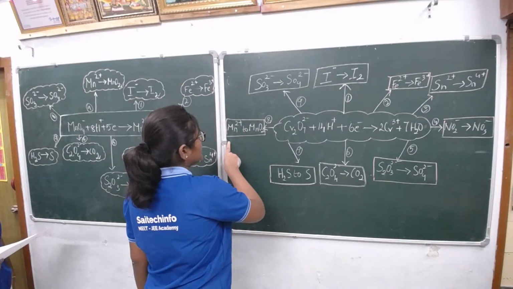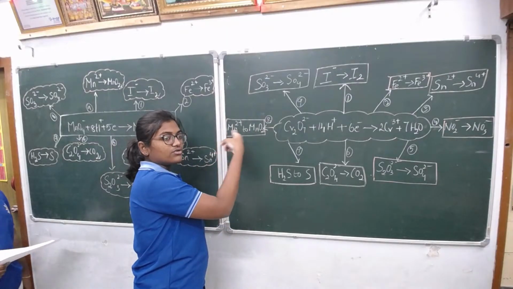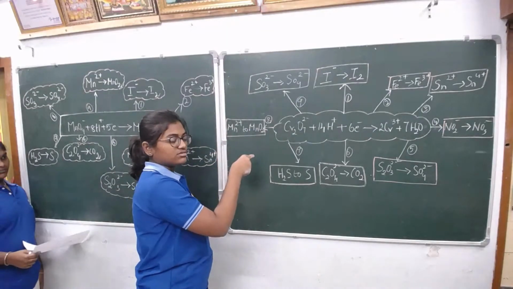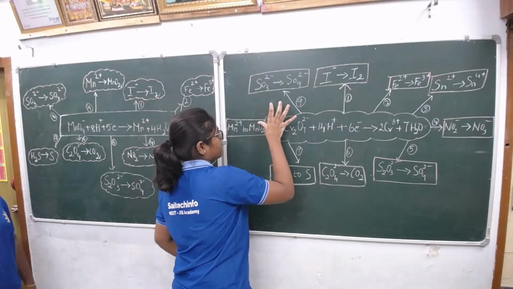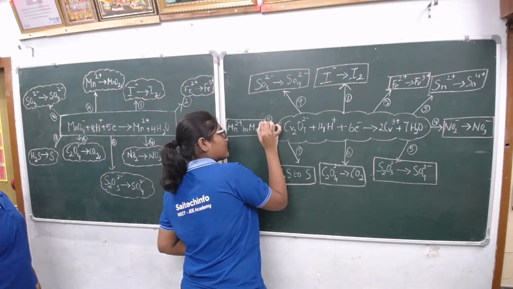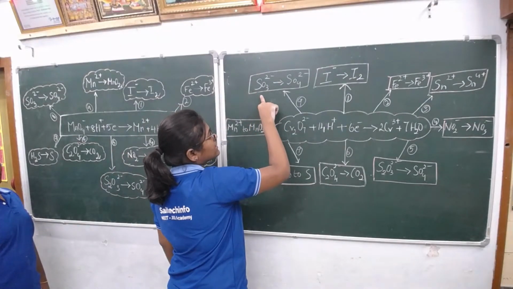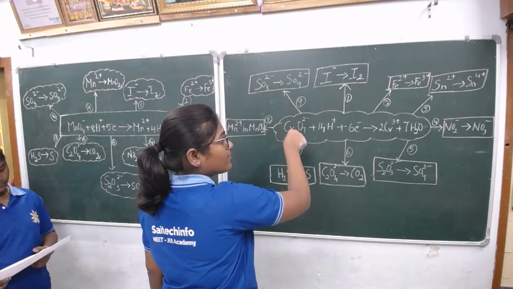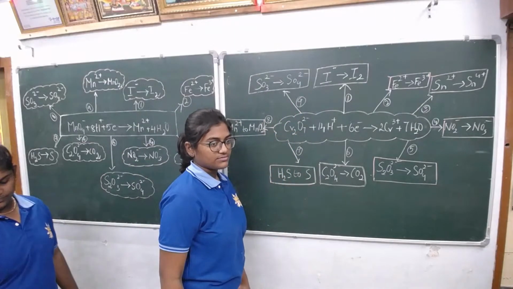Mn2 plus to MnO2, manganese salt to manganese oxide. That is Mn plus 2 to Mn plus 4. You can put manganese oxide, but the oxidation state is plus 2 to plus 4. The last one is SO3 2 minus to SO4 2 minus, sulfite to sulfate. So these are all the various reagents.